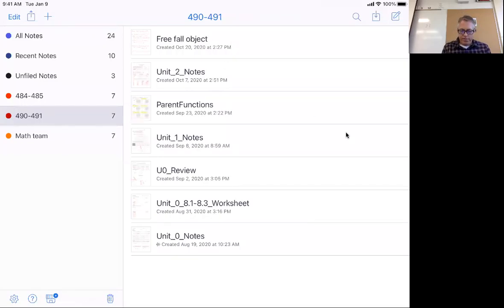In our 9091 folder, we want to go to our Unit 2 notes that we've been working on. And this is going to be the last thing that we're going to do before our Unit 2 exam. So, whoops, that's the wrong one. We don't want the parent functions. We want the Unit 2 notes.